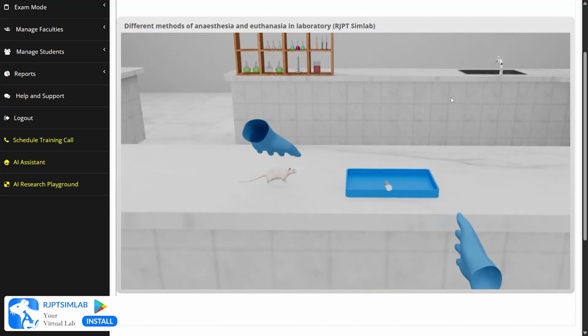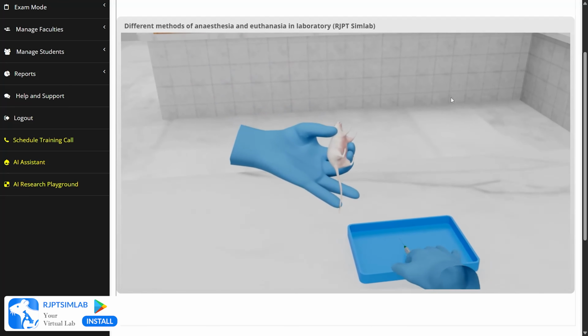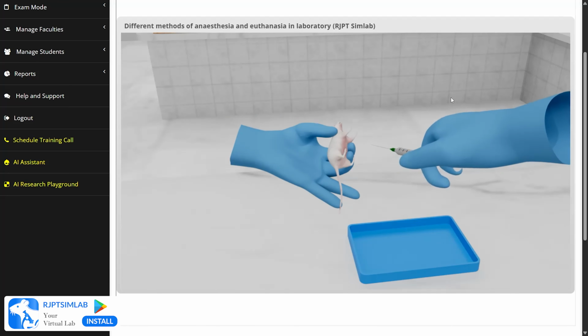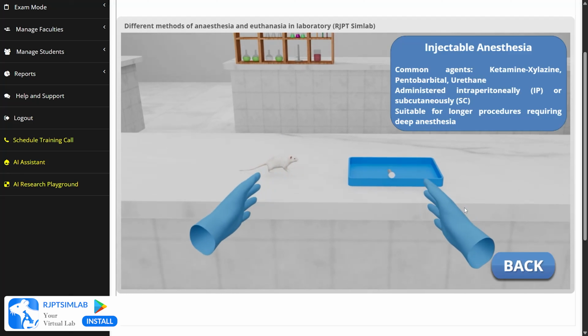In this injection method, first we need a syringe loaded with the anesthetic drug, and then we gently hold our laboratory animal, which is our rat, and inject the anesthetic drug with the syringe in the intraperitoneal region of the animal. The common agents are ketamine and xylazine. Ketamine and xylazine are used in combination, and then we have pentobarbital and urethane.